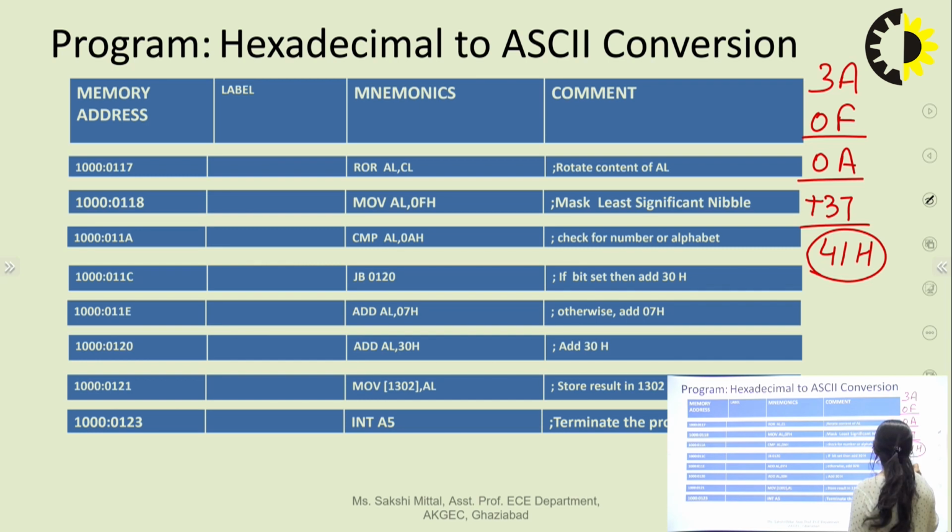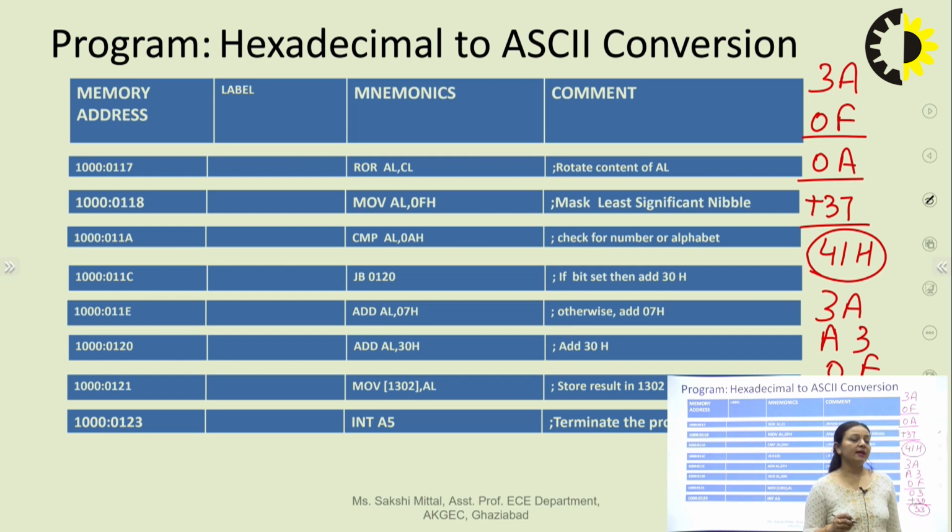Next again I have loaded 3A. I just perform 4 rotations. It becomes A3. Perform masking with 0F. It becomes 03. Now the number is in range 0 to 9, so I should add 30. It becomes 33. So this is the second. So I've got 2 ASCII values, that is 41H and 33, which I must display. So it works in this manner.